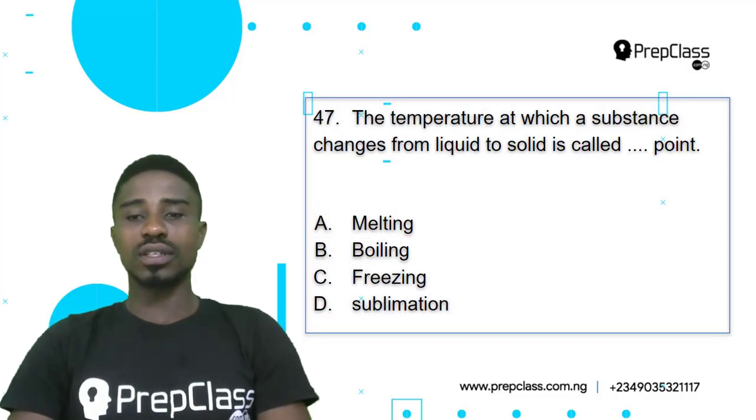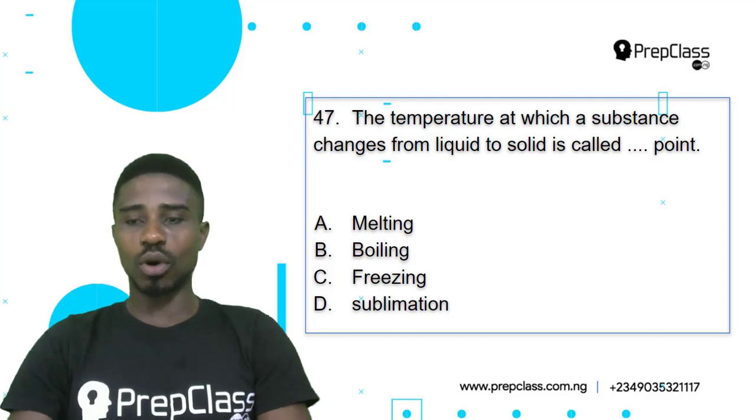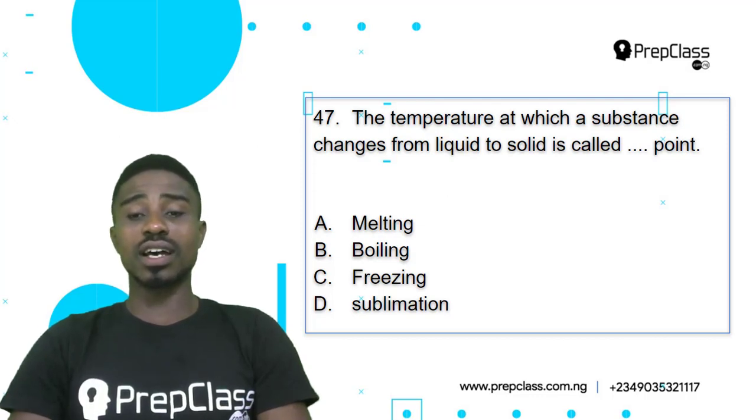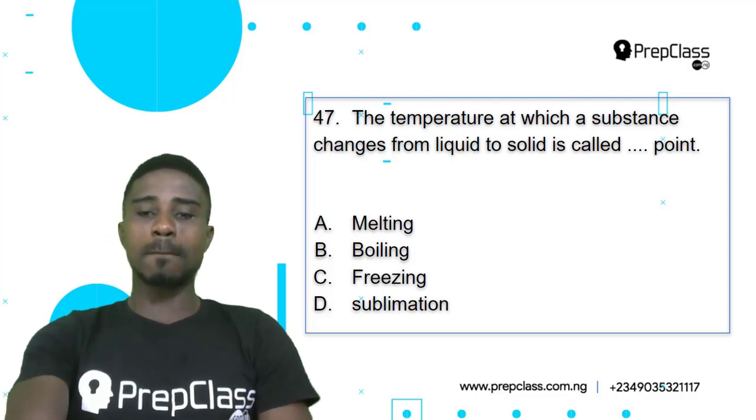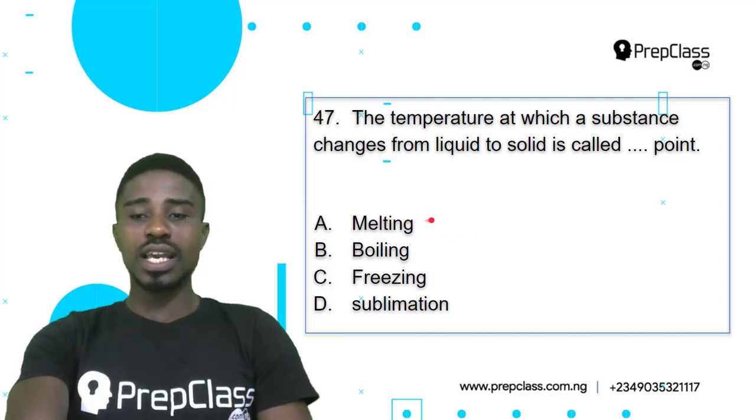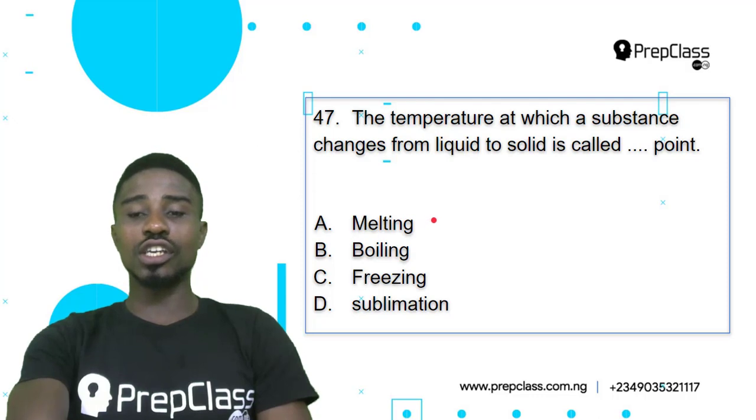Question 47, the temperature at which a substance changes from liquid to solid is called dash point. A, melting point, B, boiling point, C, freezing point, D, sublimation point. For us to carefully select the correct answer, we need to analyze all of the options and see which one best answers our question.